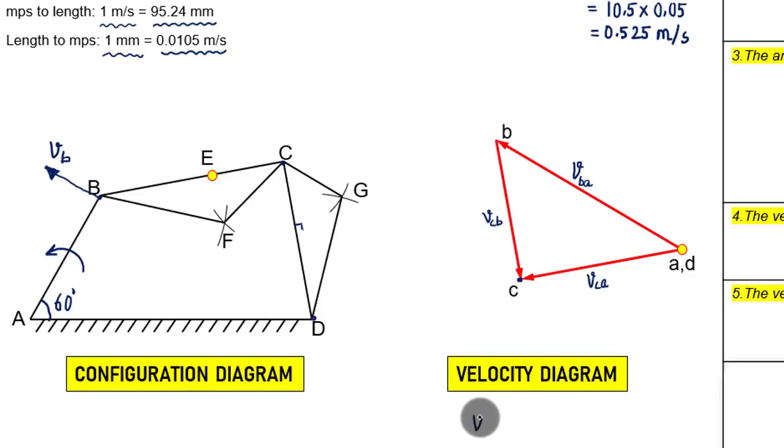And this is VCA is equal to what? VBA plus VCB. Okay. So two vectors in the form of velocity in magnitude and direction in the same order, the resultant in magnitude and direction in the opposite order. That's it. So what's next?